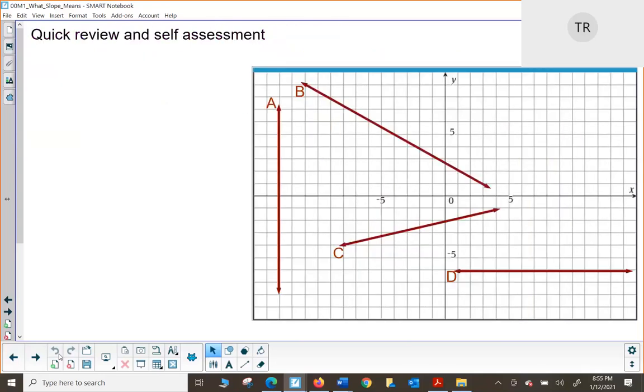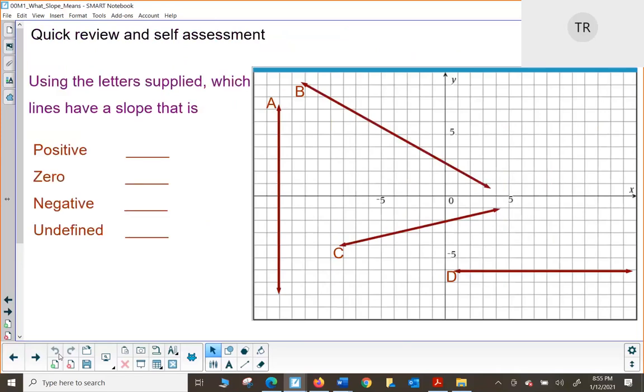Then a quick review and self-assessment in here. Go ahead and pause and do this. And then I show them the answers. This is positive, slants uphill, horizontal, slants downhill, and undefined vertical.